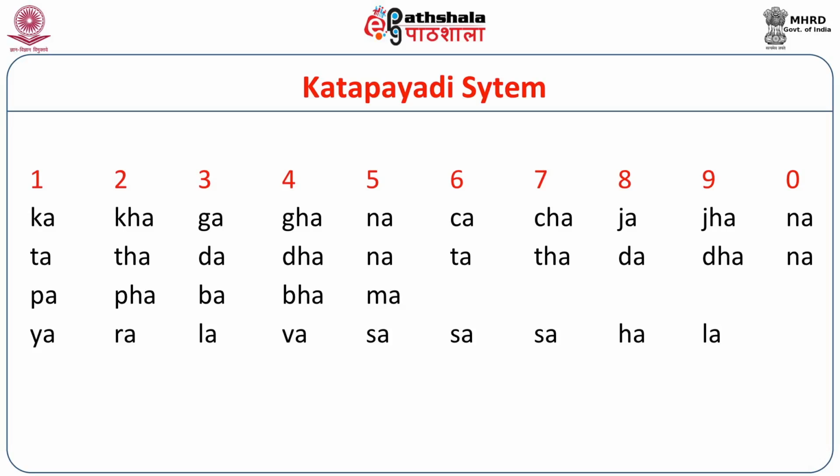In the sixth column, you will find Cha, Ta, Sa, and in the 7th column Cha, Tha, Sha. In the 8th column, Ja, Da, Ha, they denote 8. Similarly, Jha, Dha, La, they denote 9, and Nya and Na, these two, they denote 0.